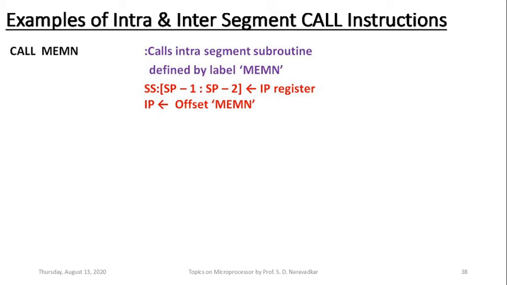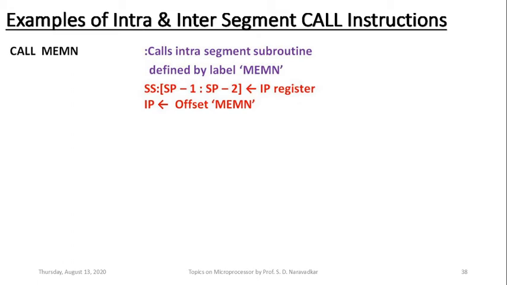And then subsequently the starting address of the subroutine, given by MEMN, is loaded to the instruction pointer. The offset MEMN is loaded to the instruction pointer and subsequently the processor will go to execute that subroutine. And this subroutine is within the same code segment here.